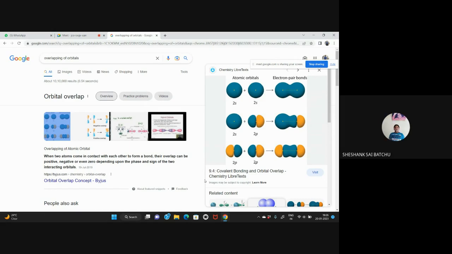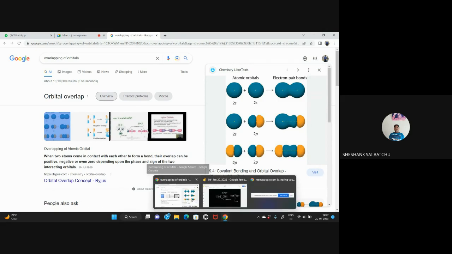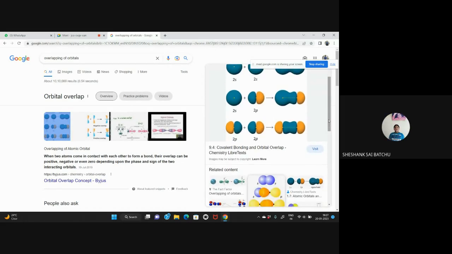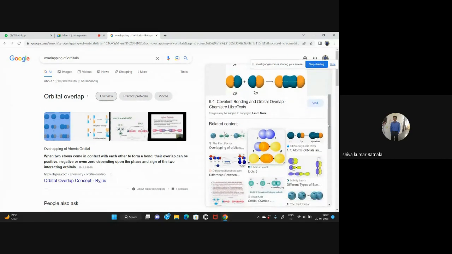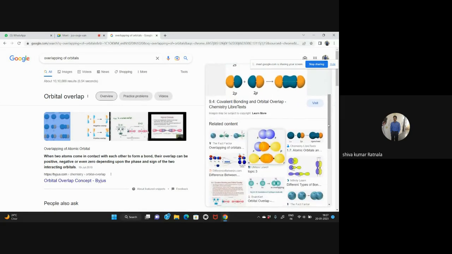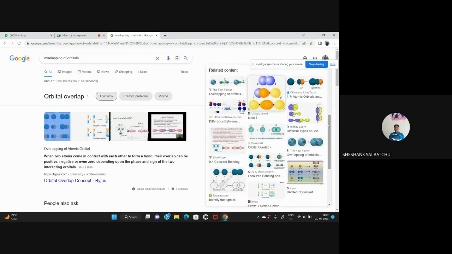Sir, in the third example, if blue and blue overlap, is it positive or negative? Positive. And yellow and yellow? Positive only. Sir, there will be no blue and yellow, sir? That one I'm telling you: if blue and yellow overlap, that will become negative overlapping, the opposite. That negative overlapping will also be very less actually. It will form a very weak bond.